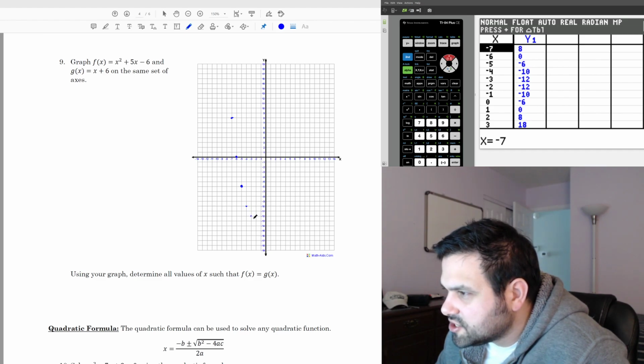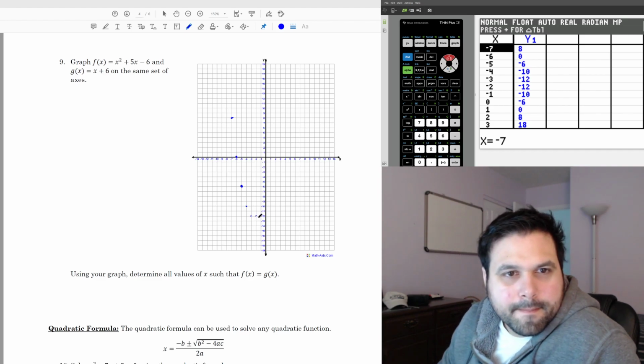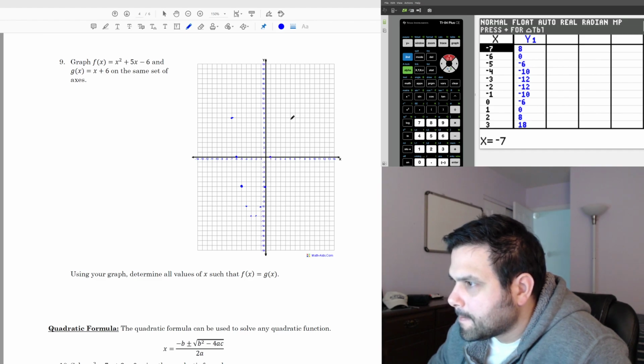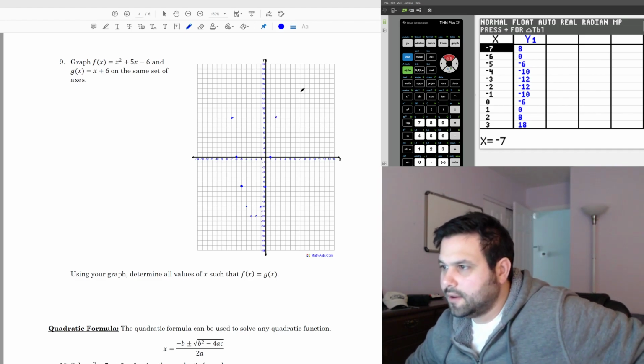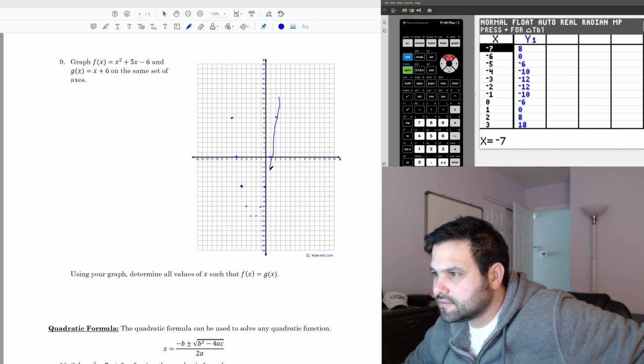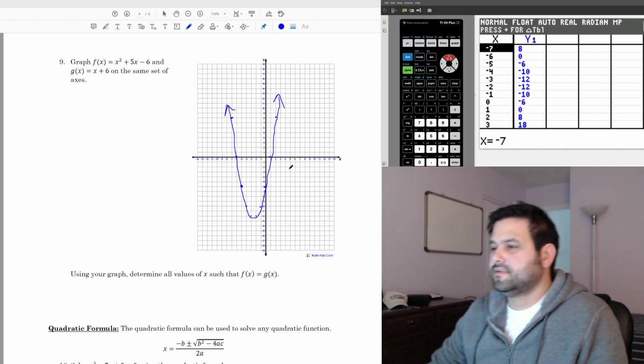So I know the vertex is actually somewhere in between there because of symmetry. Okay, and then I would try and make a parabola shape, which I have not really learned how to do yet on this. I've kind of missed almost all of the points. Hopefully you did better than me.